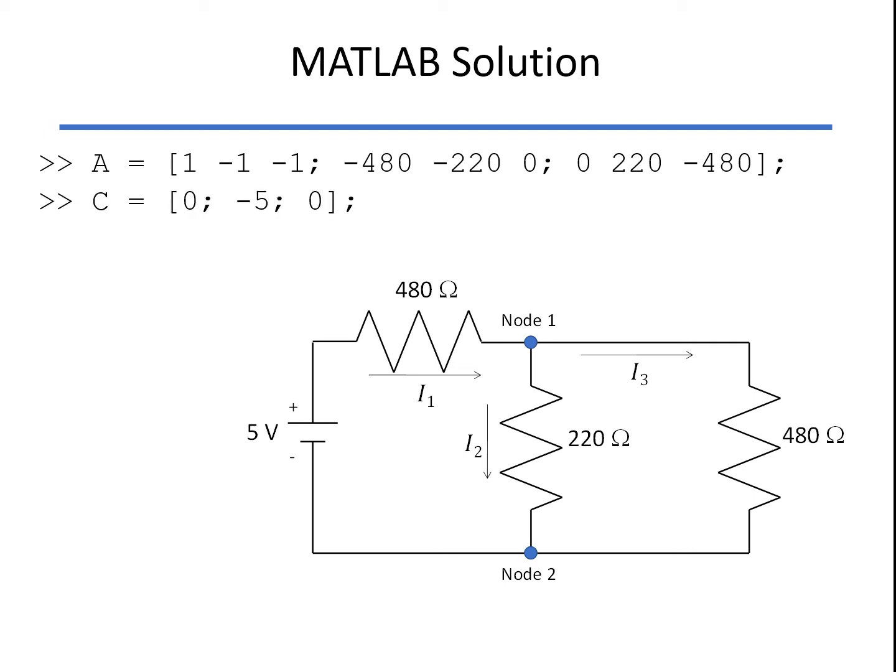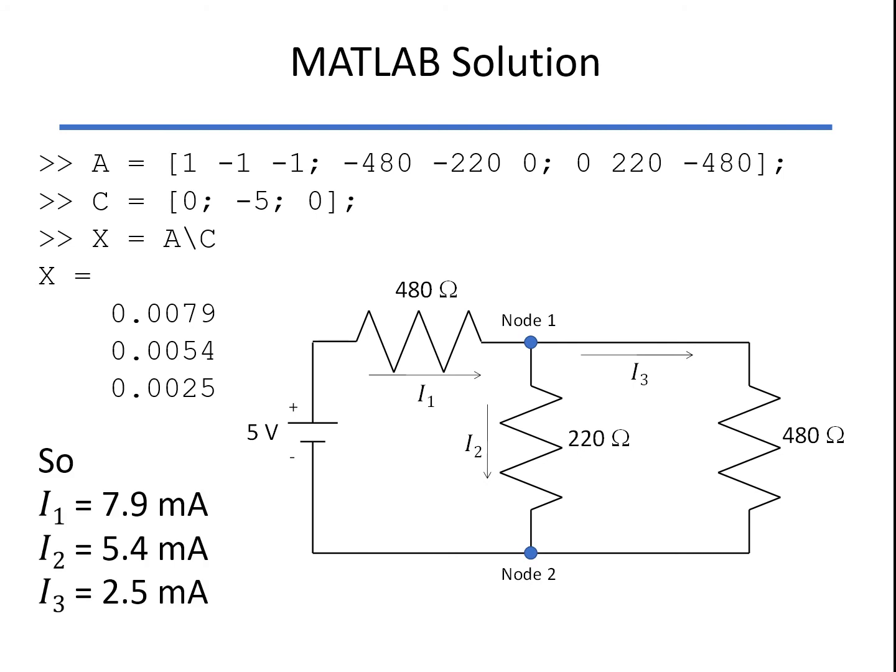The C matrix is a column matrix. And remember, we said the most efficient way to solve the equations is with the backslash operator, A backslash C. And there's our answers. Now these are in amps, so we can convert those by multiplying by 1,000 to milliamps. And there's our solution, 7.9, 5.4, and 2.5. Of course, you'll notice the 5.4 and 2.5 add up to 7.9. That's the simplest one, we look at node 1, that the current in is equal to the current out.